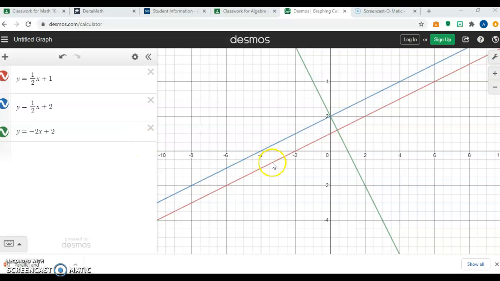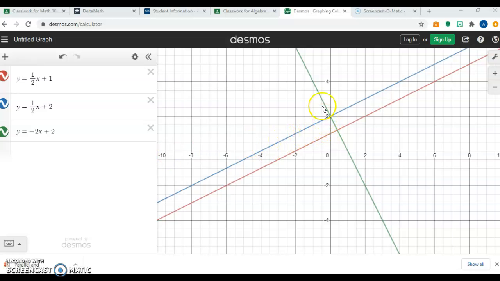So you should notice that the red and the blue lines are parallel lines, and you should notice that their slopes are the same, but their y-intercepts are different. Now let's compare the red and the blue lines to the green line. What do you notice about those, just looking at them? And what do you notice about the slopes of them?